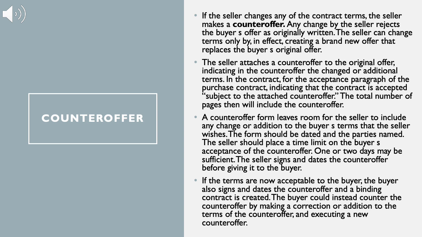The seller should place a time limit on the buyer's acceptance of the counteroffer. 1 or 2 days may be sufficient. The seller signs and dates the counteroffer before giving it to the buyer. If the terms are now acceptable, the buyer also signs and dates the counteroffer and a binding contract is created. The buyer could instead counter the counteroffer by making a correction or addition to the terms of the counteroffer and executing a new counteroffer.